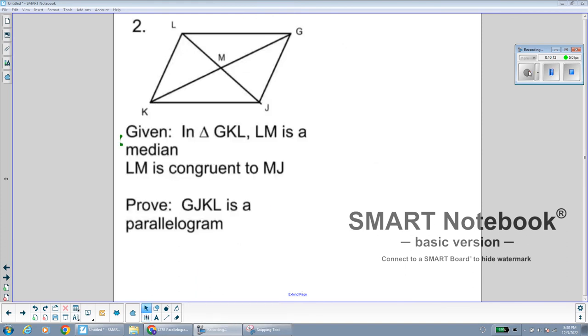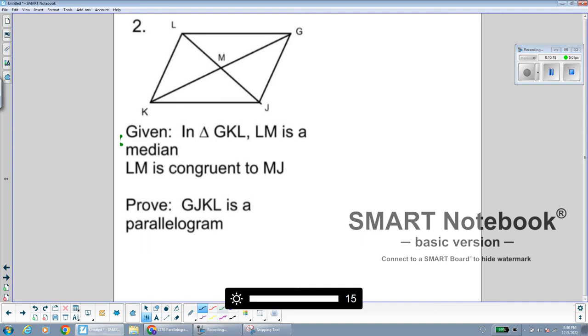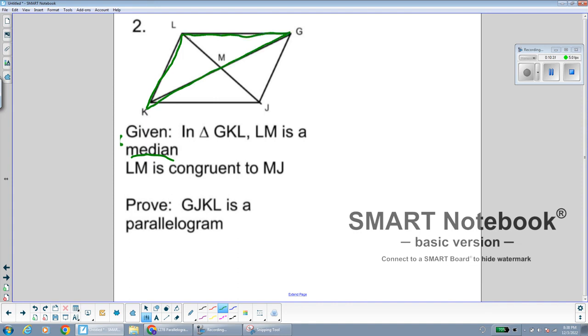Here's our next example. So in triangle GKL, LM is a median. So remember, a median of a triangle connects a midpoint to the opposite vertex. So if LM is a median of triangle GKL, that means M is the midpoint of the side, since the median connects a vertex to a midpoint. And midpoints cut sides of the triangles into 2 congruent segments. That's our first given and the conclusion we can draw from it.